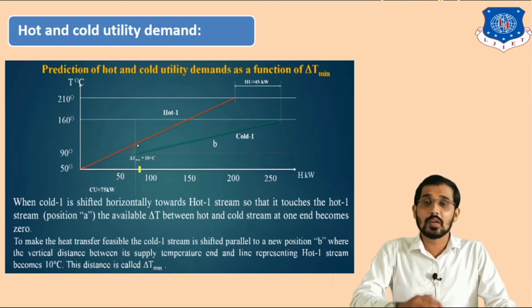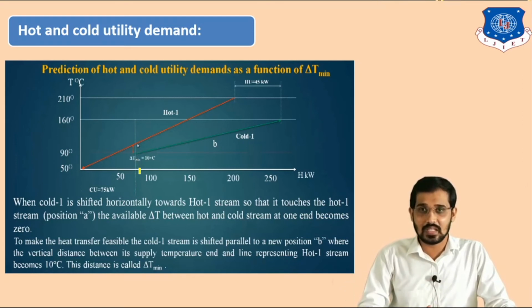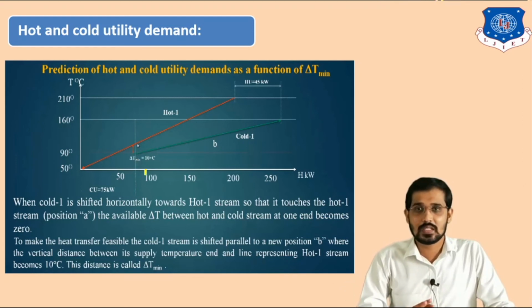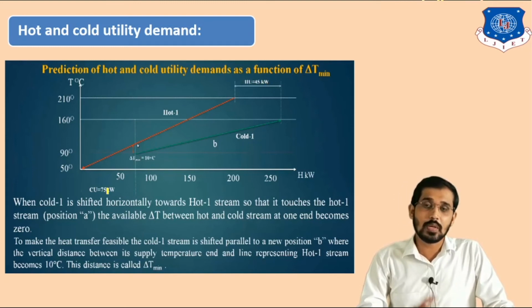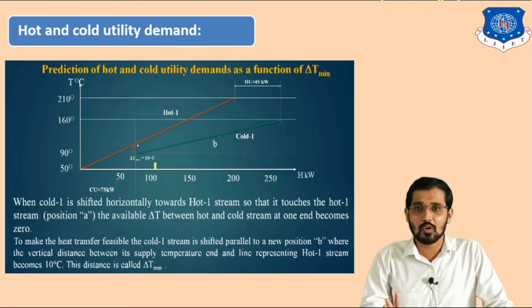If the delta T minimum value increases, at that time I can say delta H also increases, because you can see if you are moving away, this HU increases and similarly CU also increases. In the previous slide, this CU is nothing but around 60 kilowatt and this HU is nothing but 30 kilowatt. So this 30 increases to 45 kilowatt and this 60 increases to 75 kilowatt.